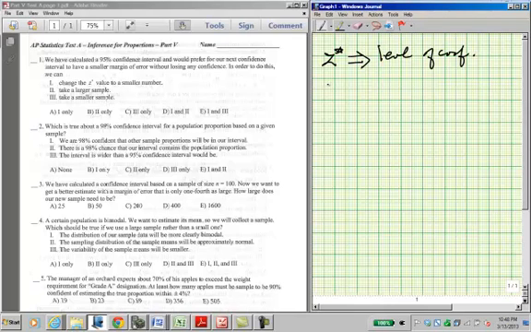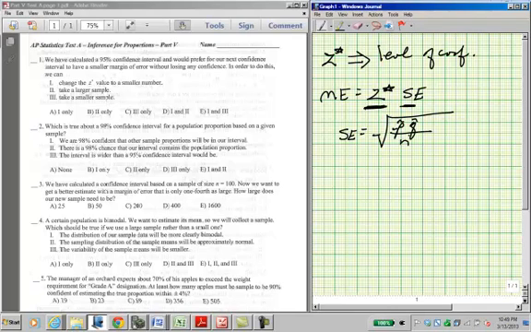Now, the margin of error equals z-star times the standard error. So as the standard error gets smaller, the margin of error gets smaller, assuming that the z-star stays the same. If the z-star stays the same, then the only way to make the margin of error smaller is to make the standard error smaller. Well, how do you make the standard error smaller? Standard error equals the square root of p hat times q hat over n. N is the denominator of the standard error.